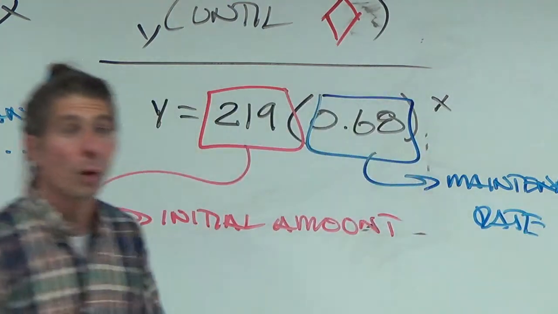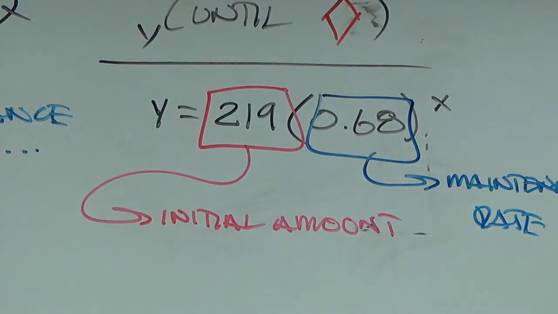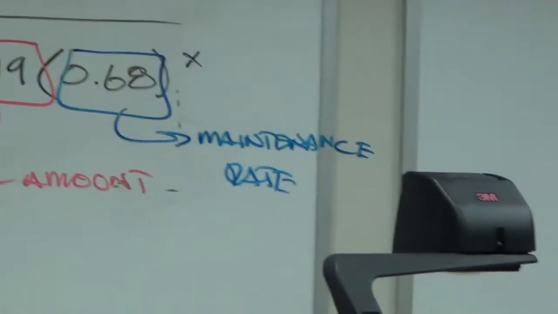Maintenance rate, which means we are allowing what percent through? Roughly 68% through. Roughly, we're letting 68% go through each round. We're dumping, what would that be, 32%?